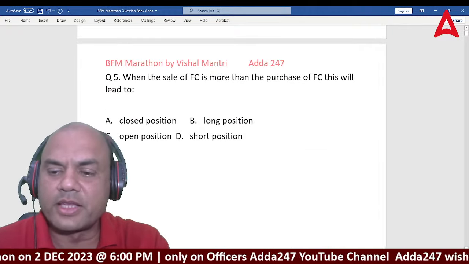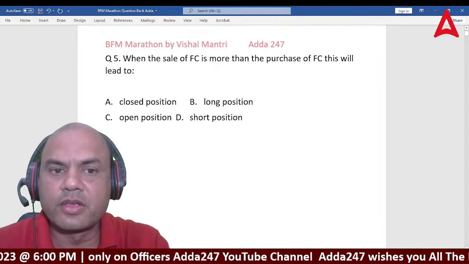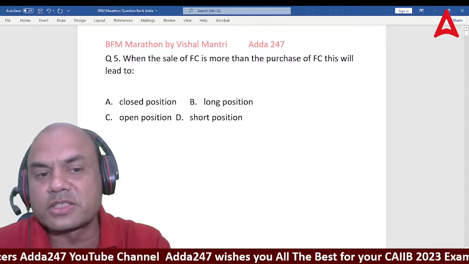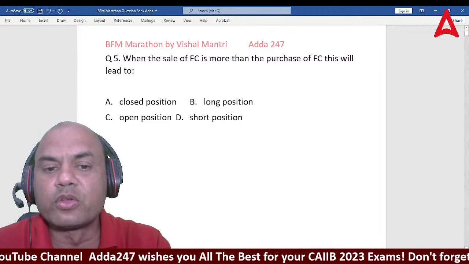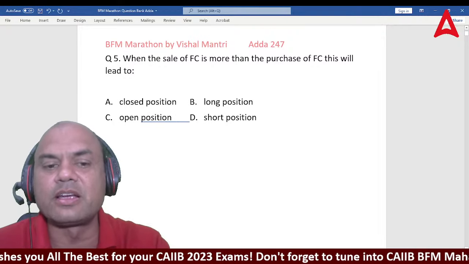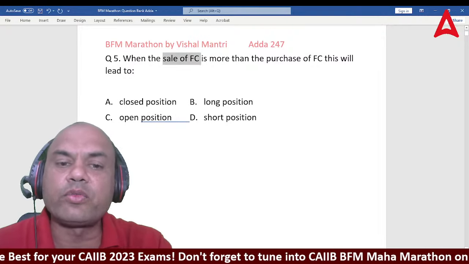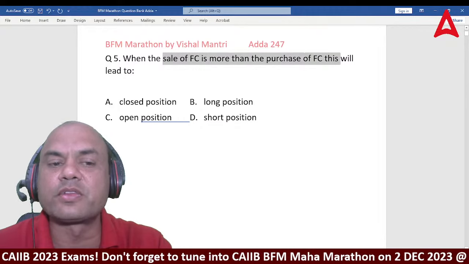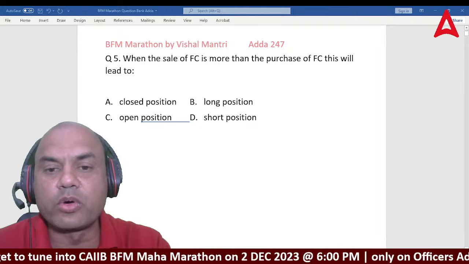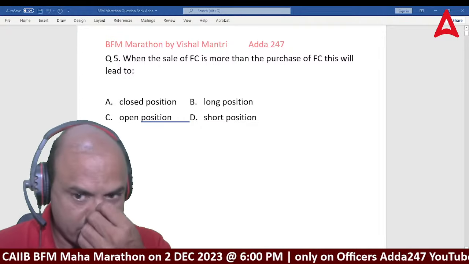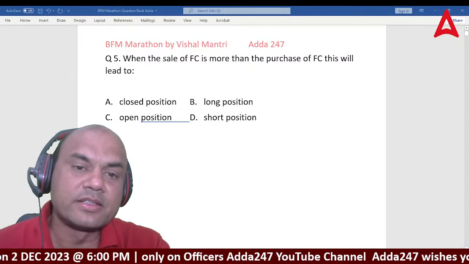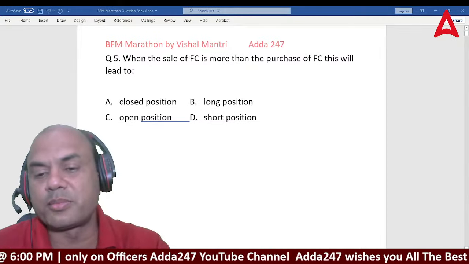Next one. When the sale of the foreign currency is more than the purchase of the foreign currency, this will lead to: close position, long position, open position or short position. Now this is really difficult. When the sale of the foreign currency is more than the purchase of the foreign currency, what is it in that case? Sale is more than purchase.